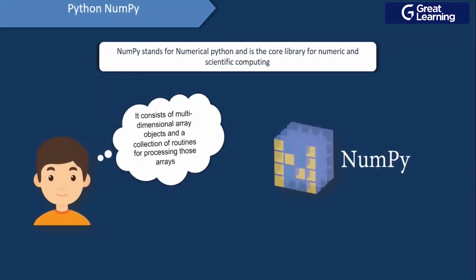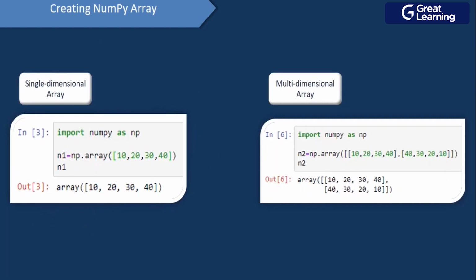Now we'll start off with this library called NumPy, which stands for Numerical Python. And as it is stated over here, it is the core library for numeric and scientific computing. So whatever numeric or scientific calculations you'd have to perform, NumPy should be your go-to library. And this library consists of multi-dimensional array objects and a collection of routines for processing these arrays. So let's go ahead and create our first NumPy array. You can have a single dimensional NumPy array or a multi-dimensional NumPy array.